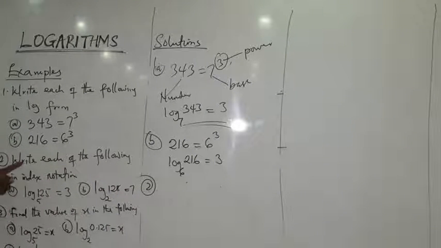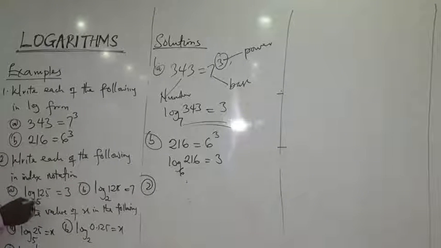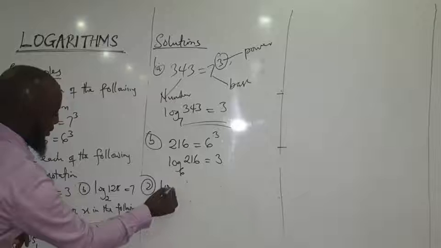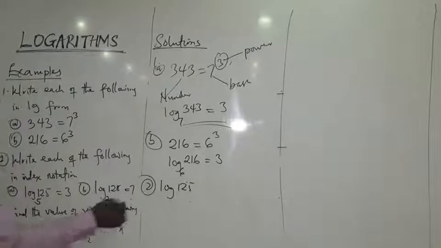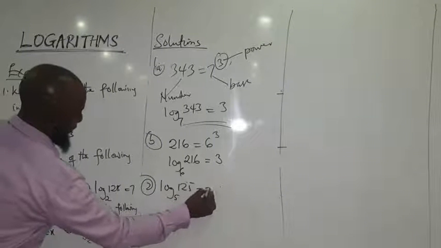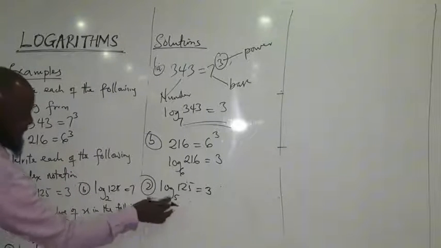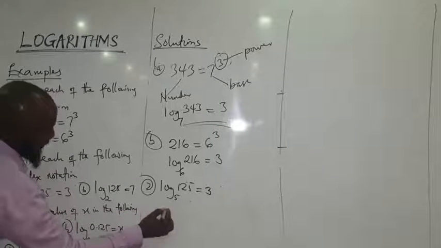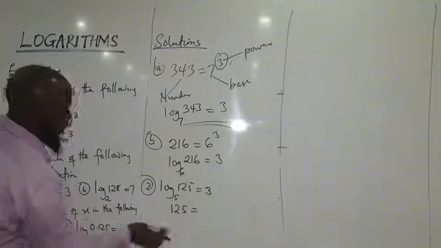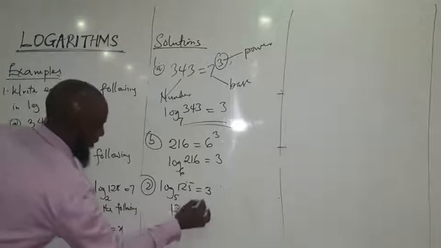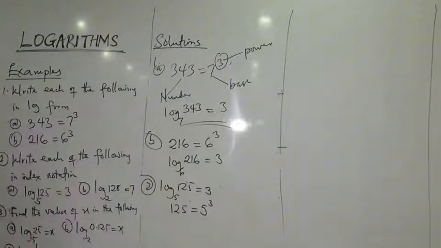Then for number 2, write each of the following in index notation. That is, we are doing the reverse of what we did here. So we want to take it back to the index form, to indices. So we have log 125 to base 5 equals 3. Now the base, which is 5, and the number, 125, will be equal to the base raised to the power, which is 3.